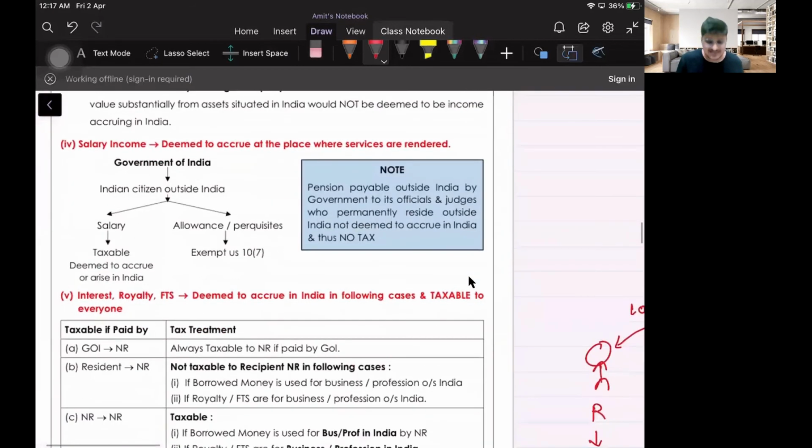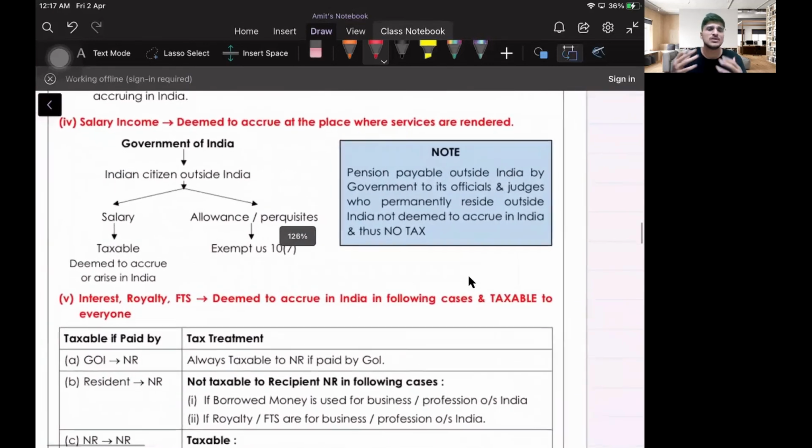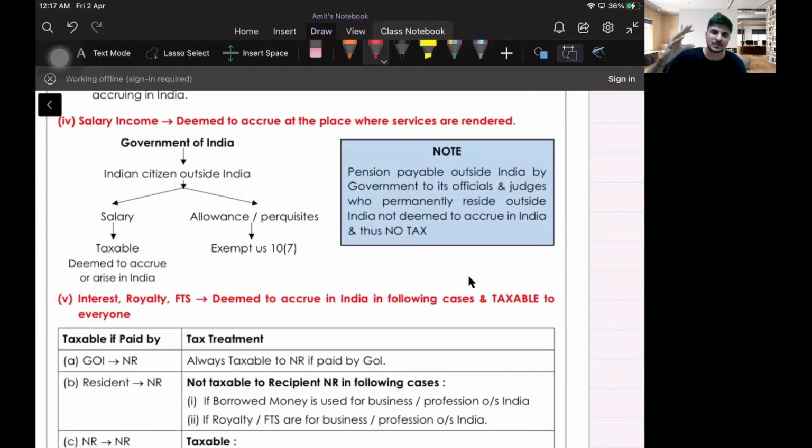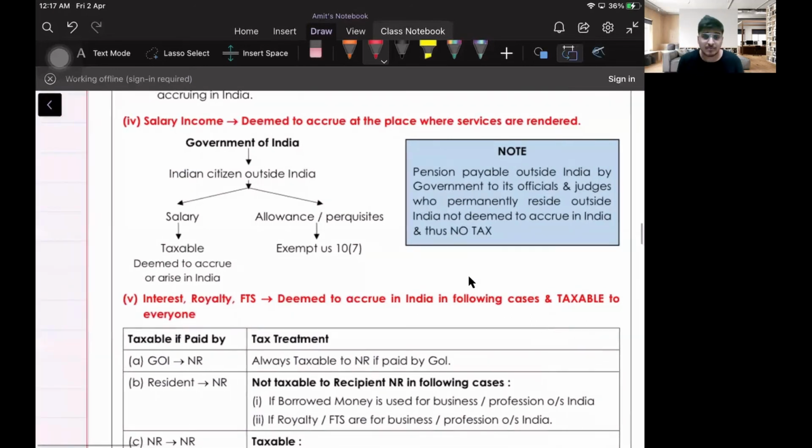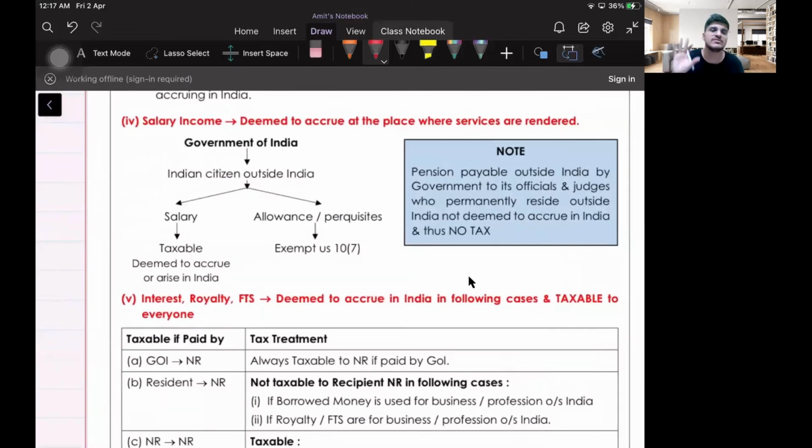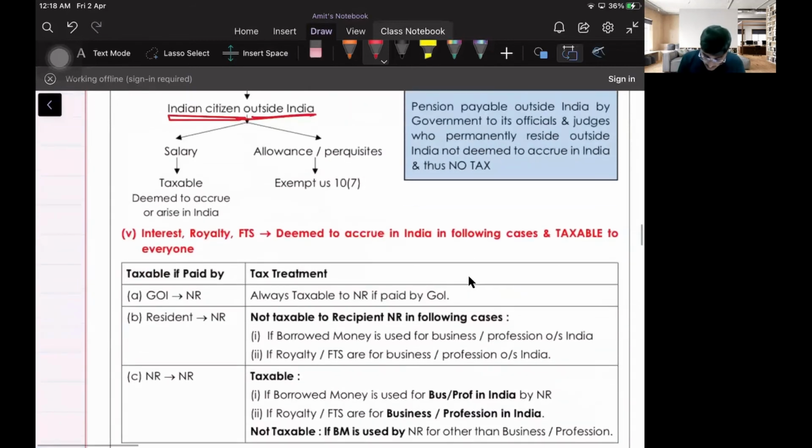Next point is salary income. Salary income, usually what happens is it is deemed to accrue at the place where the services are rendered. Salary income accrues only where the service is rendered. But in case of the government of India, if the government of India is giving salary to whom? To an Indian citizen outside India. There is one Indian citizen who is going abroad to work on behalf of the government of India, so the government of India will give salary to such Indian citizen who has gone outside India. Yes, but if they gave salary, it will be taxable.